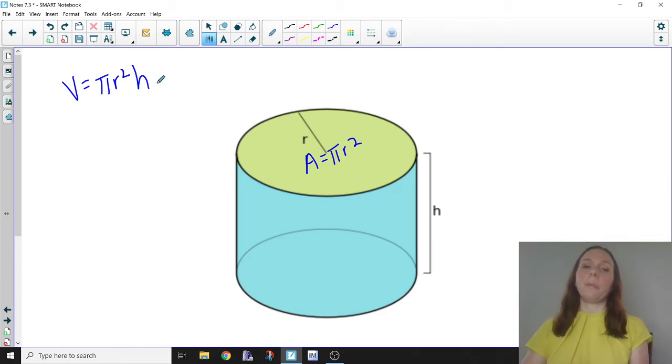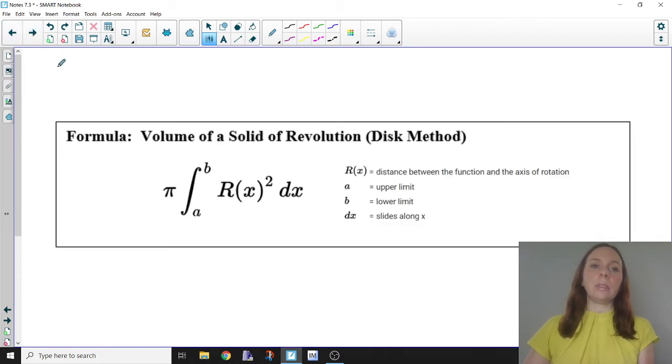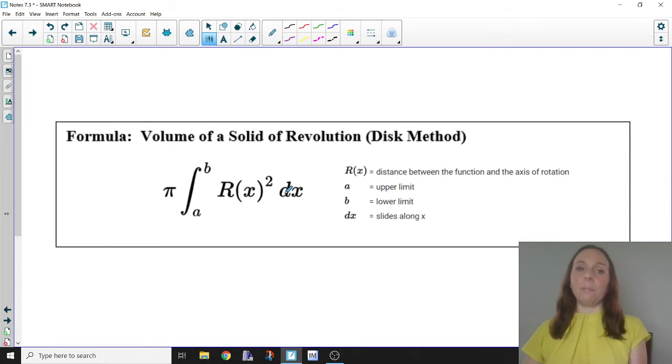Okay, anyway, this is the volume formula for a cylinder. What you can think of it as in this form is different layers of the cross sections: pi r squared h, the dx is the h, all added up, an infinite amount of them added up, and that's why we have our integral symbol there, over the interval that we are looking at.